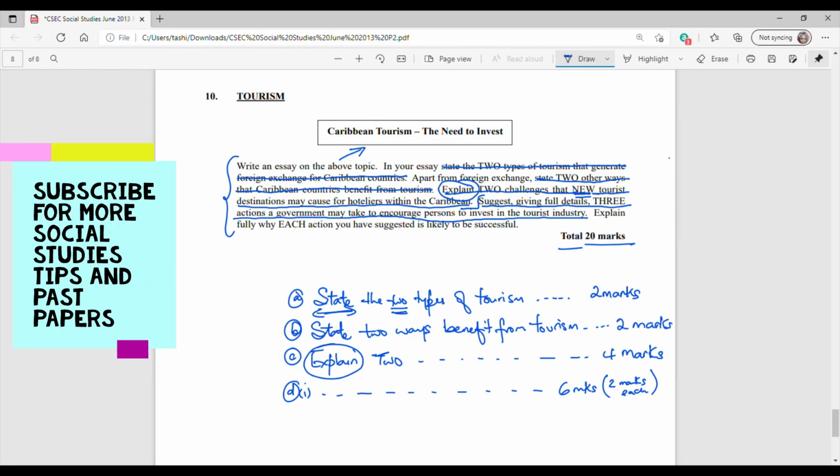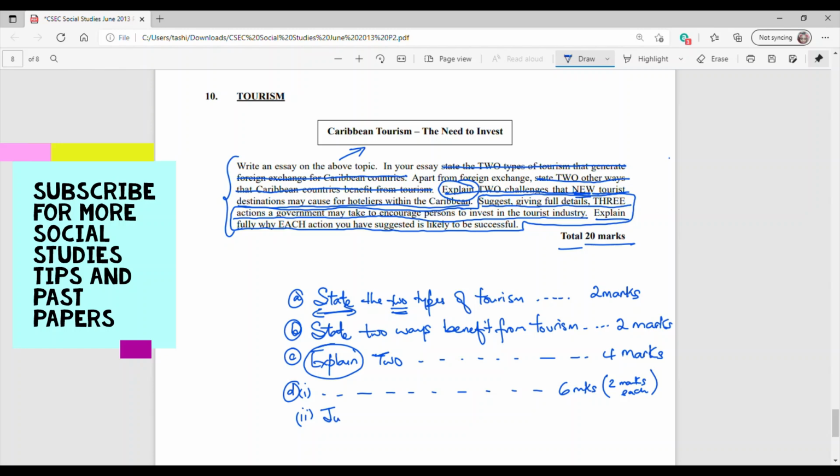And then for the second part of what we are calling letter D now, it says explain fully why each action you have suggested is likely to be successful. So all of this bottom section here, all of this area, we see that on all of the questions. That is how they assess your ability to actually use the information that you learned in class. So you can expect that. You can start coming up with your responses for that because it is something that you are going to be seeing on your paper.